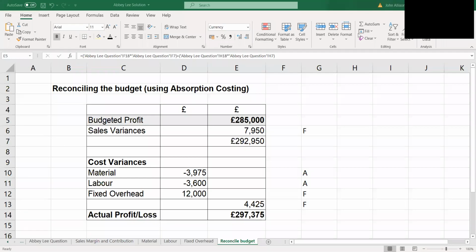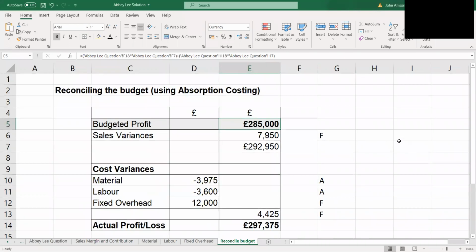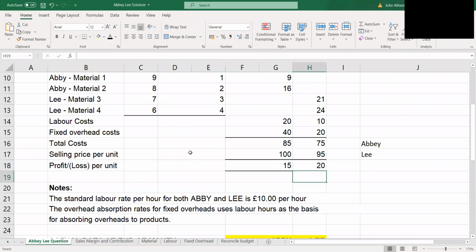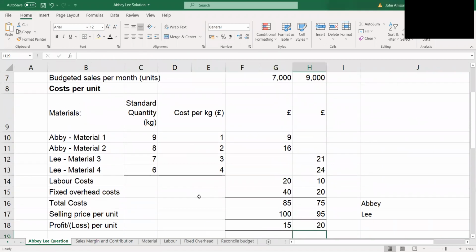Okay, hello everybody. So we'll look at the final part of the question, which is reconciling the budget, and we'll just stick to using absorption-based costing. So the first thing we start off with when we're reconciling the budget is the budgeted profit. To get the budgeted profit, we work out the profit per unit, which is going to be the selling price, take away the total cost.